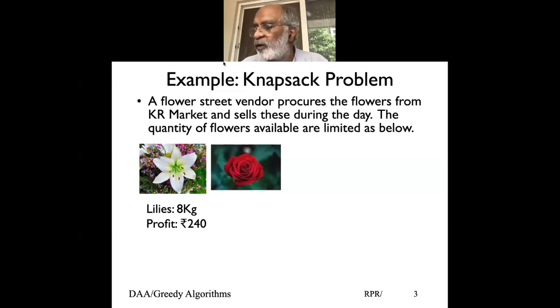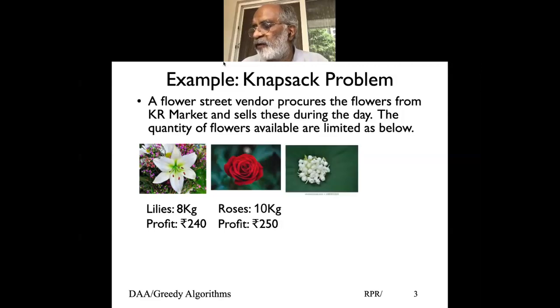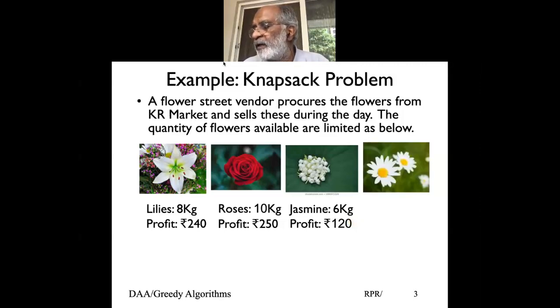Similarly, the roses limit is 10 kg. You cannot buy more than 10 kg of roses. If you buy 10 kg, assuming you sell everything, you make a profit of 250 rupees. We assume that at the end of the day, the vendor is able to sell everything he has bought from the KR market. Another flower, jasmine, one can buy only 6 kg and it gives a total profit of 120. And then daisies, again 6 kg, and the total profit is 210.